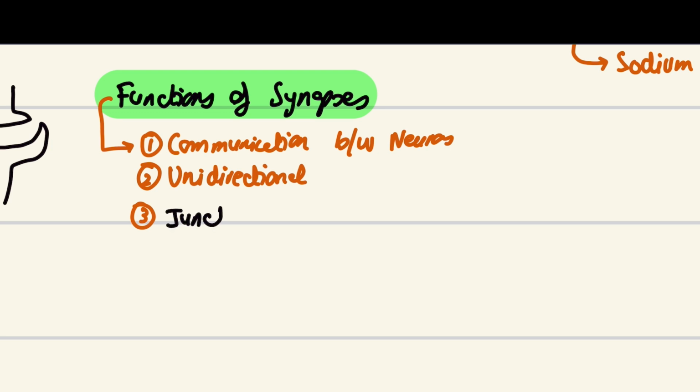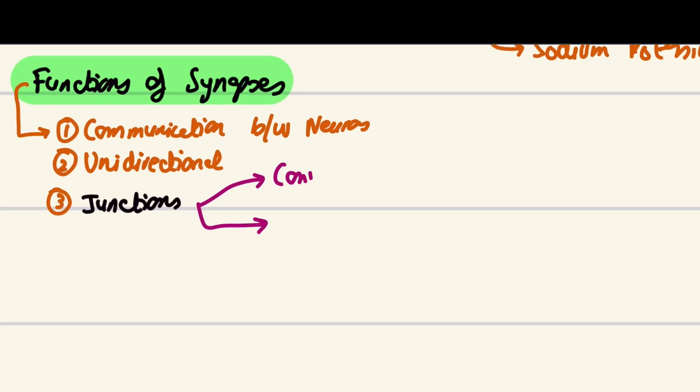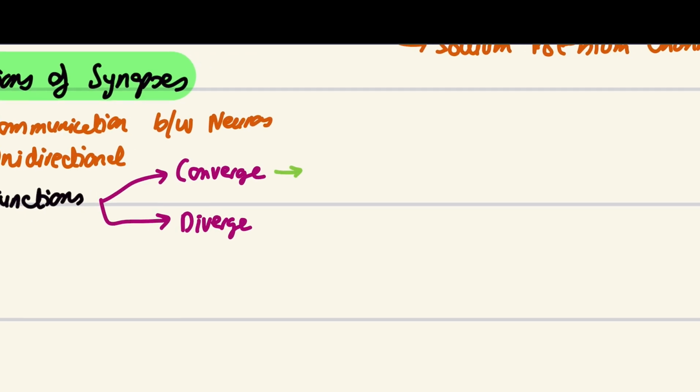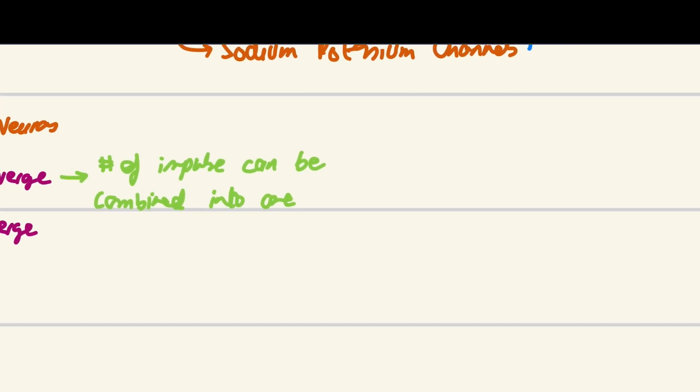They act as junctions. What do we mean by junctions? By junctions I mean कि they're essentially going to be allowing me to either converge or diverge. ठीक है guys, what do I mean by converge? By converge I mean कि जो मेरी number of impulses आ रही है ना, a number of impulses can be, okay, a number of impulses can be combined into one. Okay, let me make a really rudimentary diagram. Just a second.